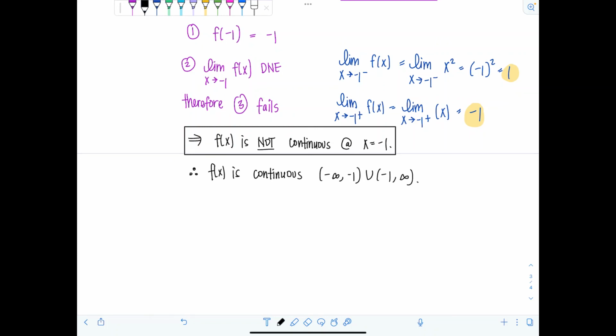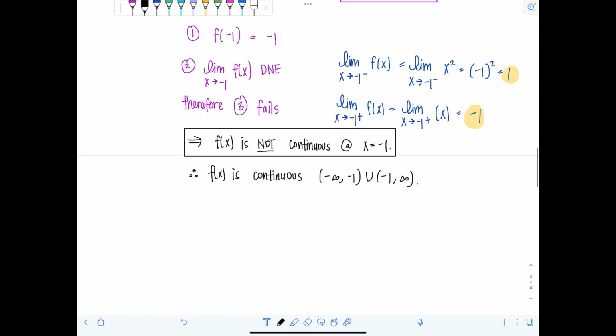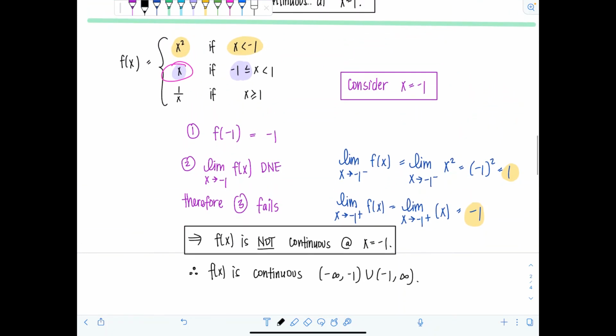Okay? We can weaken our conditions for continuity and say that this function is continuous from the right of negative 1. And if that idea piques your curiosity, I will link a video right now in this upper right corner where I talk about one-sided continuity, continuity from the left or continuity from the right. Very interesting topic. But anyways, that'll conclude this video.